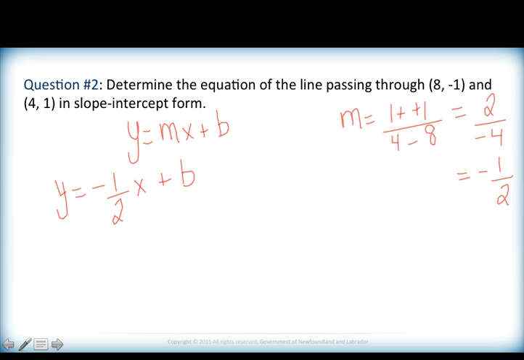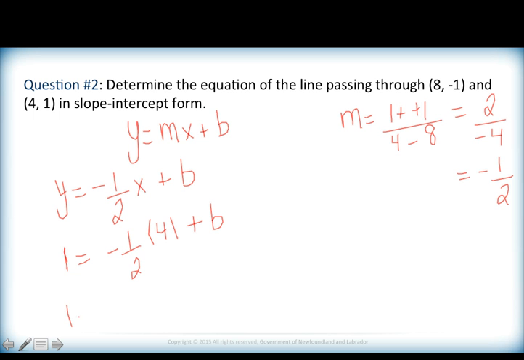Now for the second part of this question, we have to solve for the y-intercept, the b value. In order to do this, you can choose either the point 8 and negative 1 or 4 and positive 1. Since 4 and positive 1 are both positive integers, we will choose that point. So we have x and y here. 1 is going to be y, and we're going to put 4 in for our x value. Then we're just going to solve algebraically from here on out.